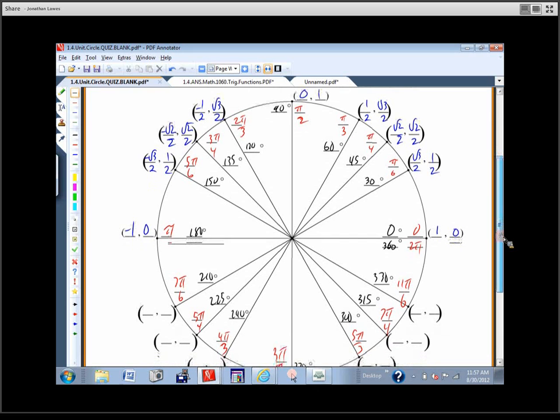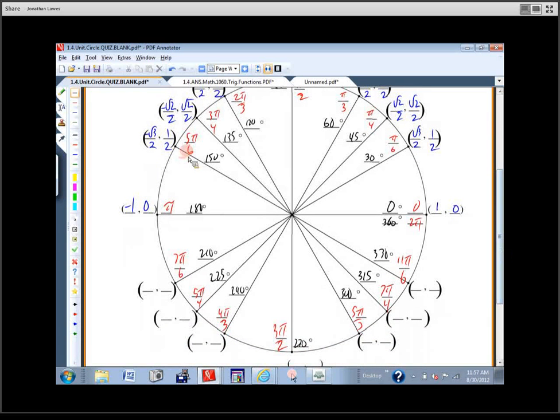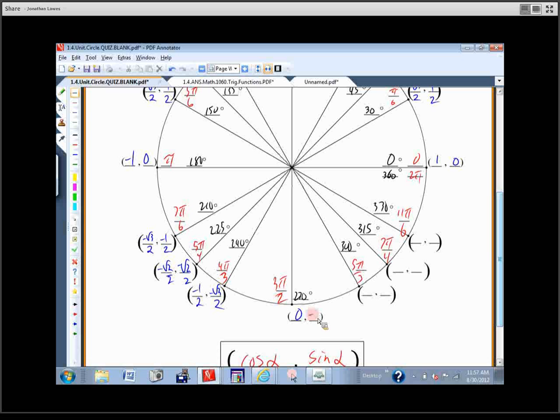All of this has to be absolutely rock solid, all memorized. Okay, so if I go over to here and I go down, that's going to be negative radical 3 over 2, comma negative 1/2. Negative radical 2 over 2, negative radical 2 over 2. Notice that we're in the third quadrant, so both coordinates are negative. And this one's going to be negative 1/2, comma negative radical 3 over 2. And what if we don't go left or right, we just go straight down one? What are my coordinates here? 0 and negative 1.